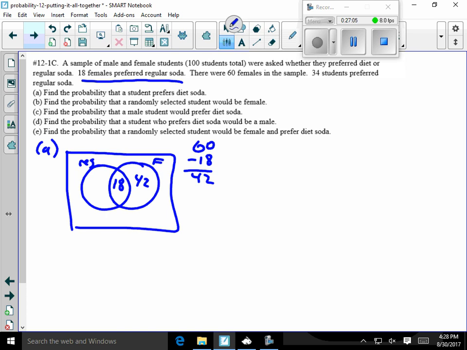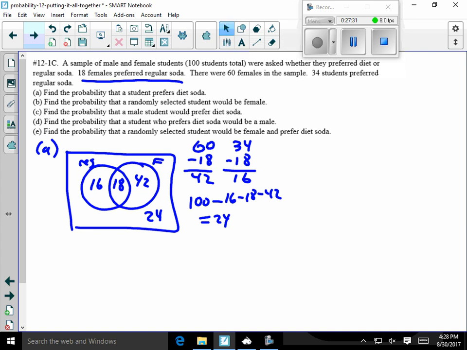And then 34 students preferred regular soda. So 34 students, if I take away the 18 that are already in the regular circle, that leaves 16 left. So 16 would be here. And then there's going to be some that are outside of both circles. So if I took all 100 students and subtracted the 16 and the 18 and the 42 that I already know about, that turns out to be 24. So there are 24 students somewhere out there.